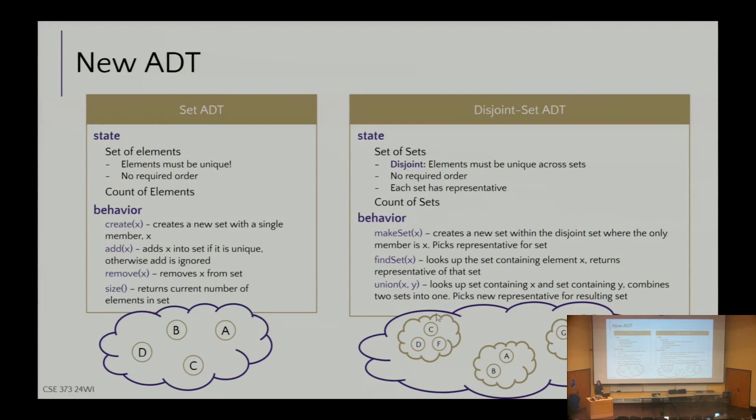And then finally, we need to be able to union. So we need to be able to take two of the inner sets and mash them together so that they become one singular joined set.